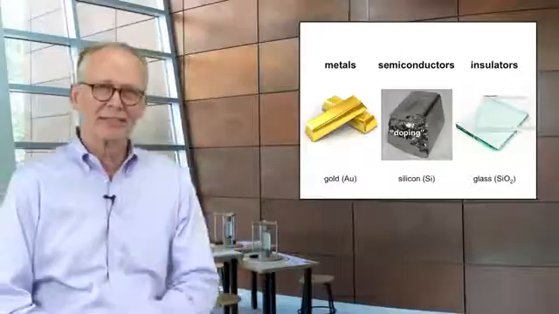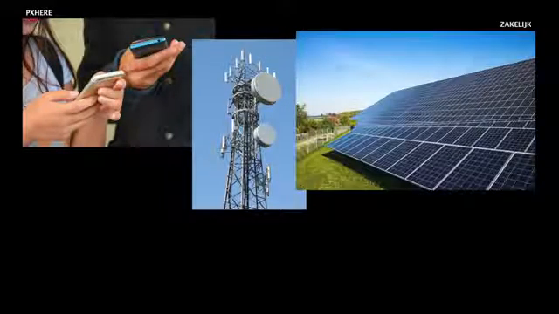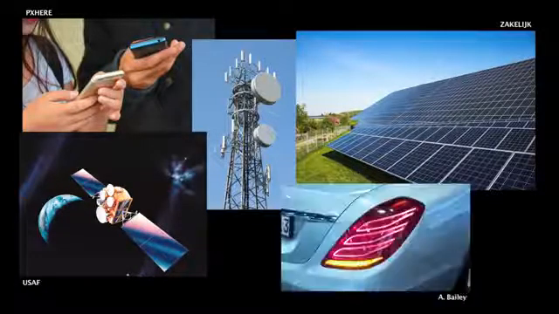And electronic devices are everywhere. They're in the cell phones that we carry around, in the cell phone towers that relay communications, in solar cells that convert sunlight to electricity, in communication satellites that relay signals around the globe, in displays, in our headlights and taillights, and all over the place. So semiconductors are everywhere. It's hard to imagine the modern world without them.